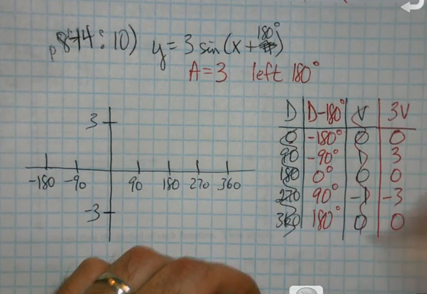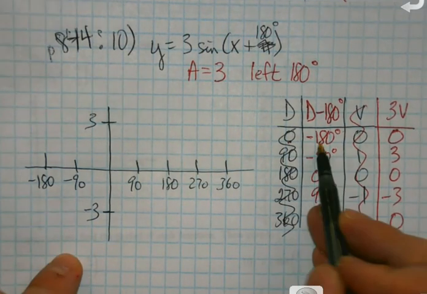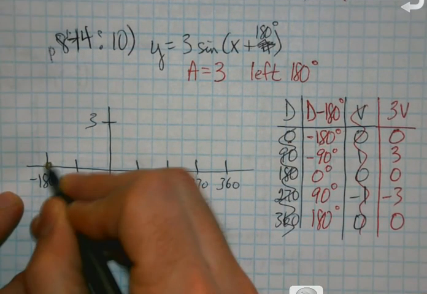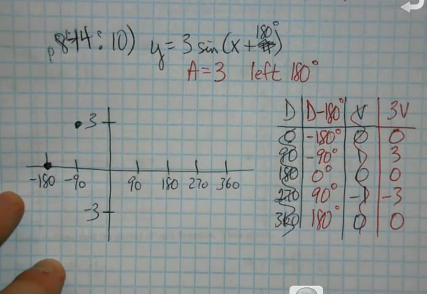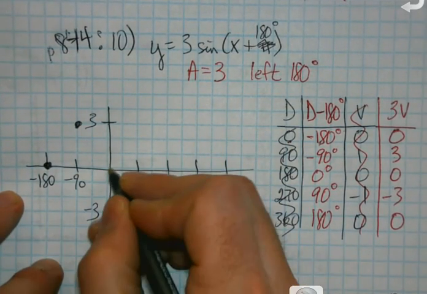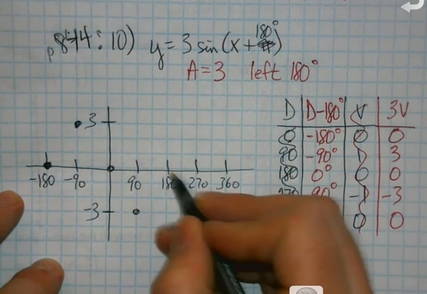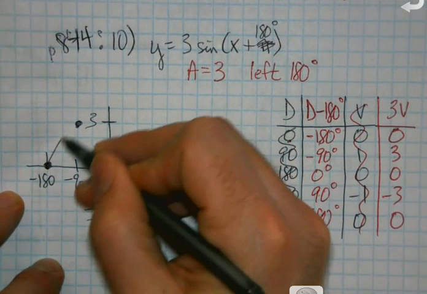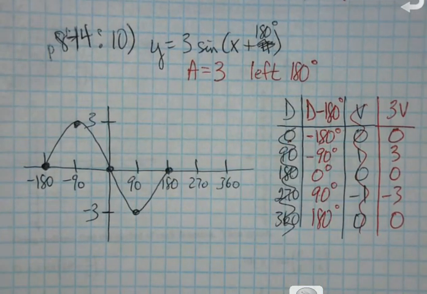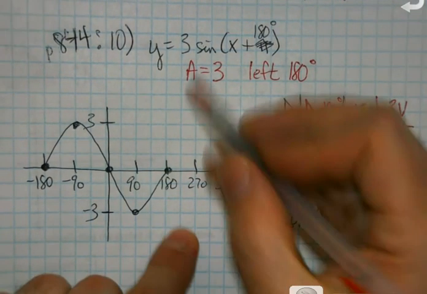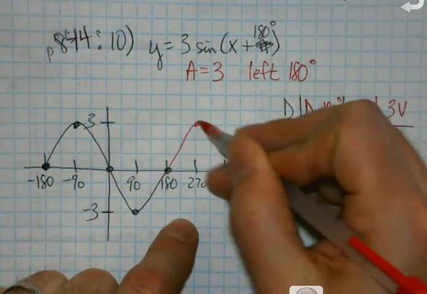Now they're all nice and red. So at -180 I'm at 0. At -90 I'm at 3. At 0 I'm at 0. At 90 I'm at -3. And at 180 I'm at 0. And again, all you're required to do is one period. If you were asked to do multiple periods sometime, you would just keep the same pattern going.